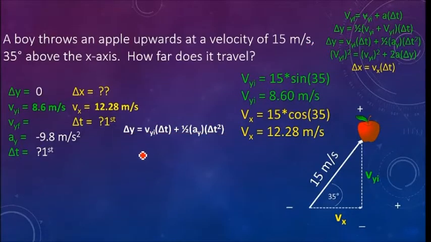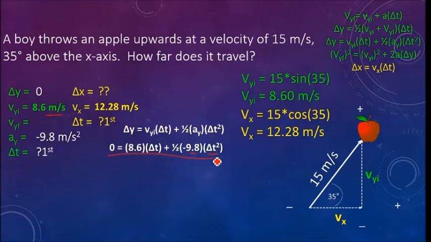Okay? We bring in our numbers, okay? Delta y is 0. Lands on the ground again. Initial velocity is 8.6. Boom. All right. We don't know the time. One half times negative 9.8, being all picky here instead of negative 10, and the time squared. We're trying to solve for the time.